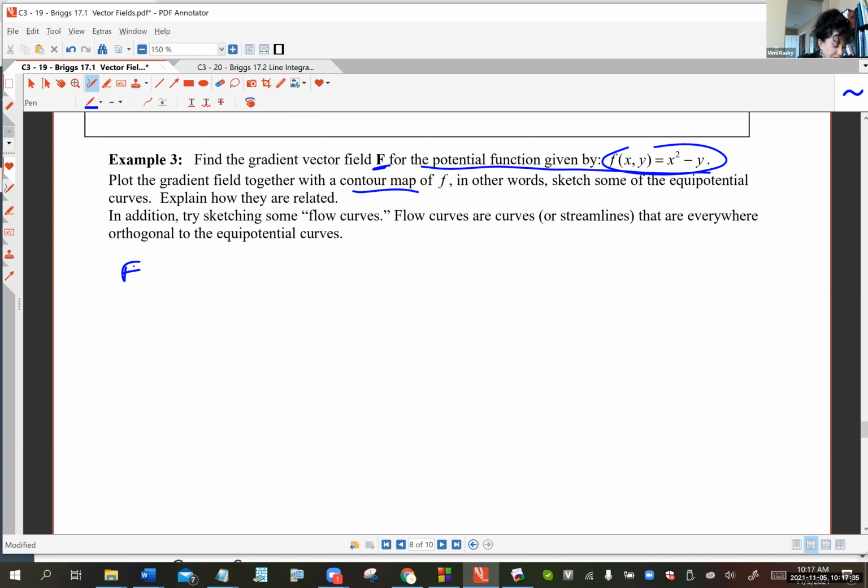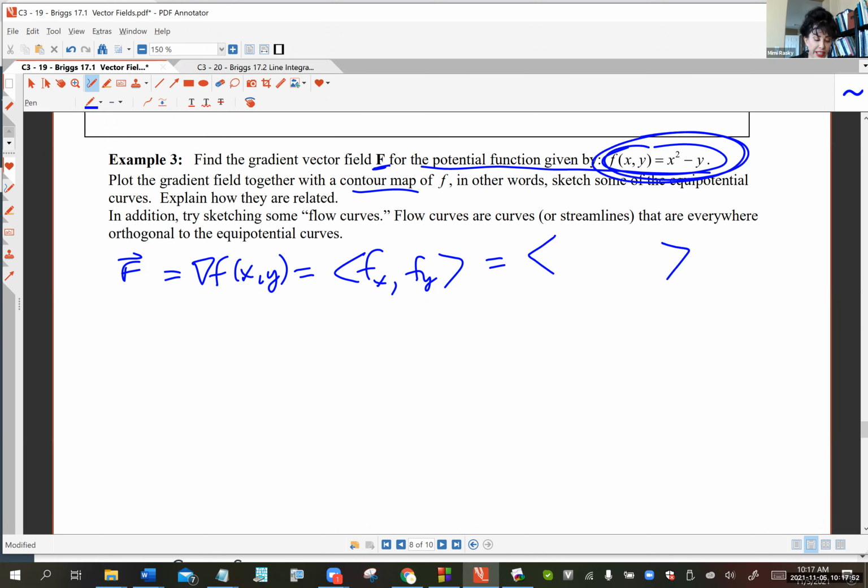Okay, so F, and put a vector on top, I want that notation, is going to be equal to del f, that's the gradient. And we know gradients are vectors that have the partial derivatives as components. Sure we do. We did this all the time. And this is an easy function to get the gradient for. The derivative with respect to x is 2x, and the derivative with respect to y is -1. So we just did part 1 of example 3. We got the gradient vector field. Check. Done.